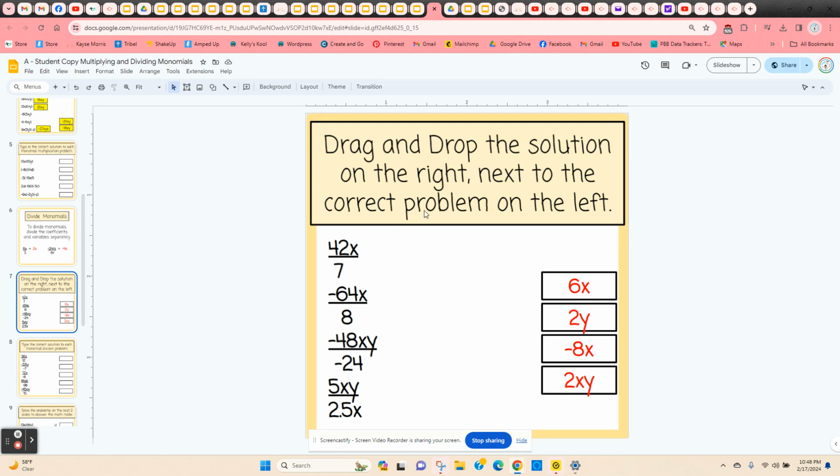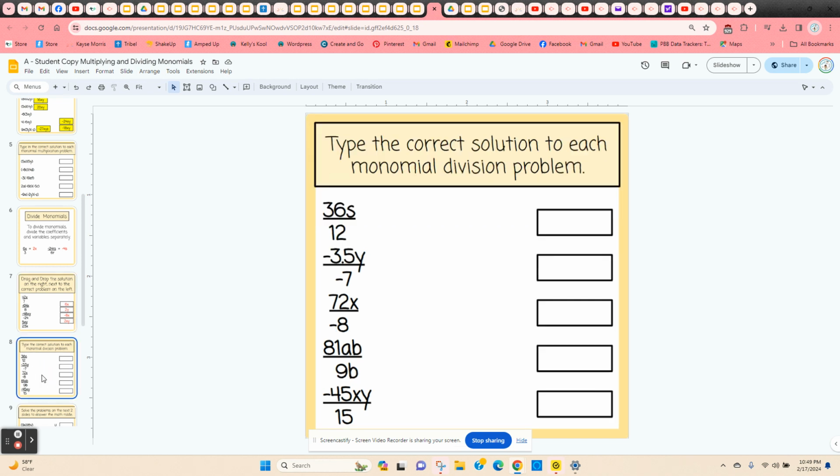So again, next slide, they're going to drag and drop the answers next to the problems, and then they're going to type in the answers.